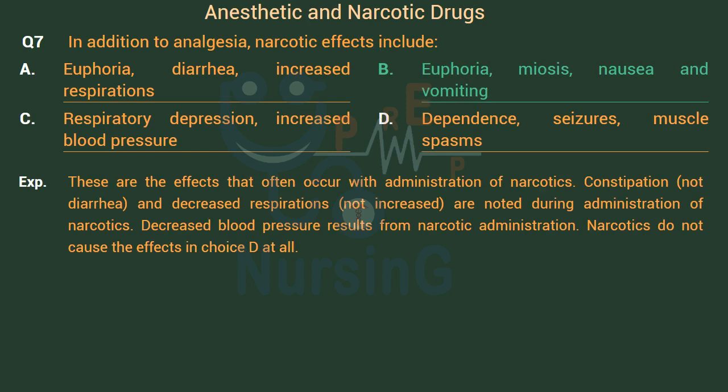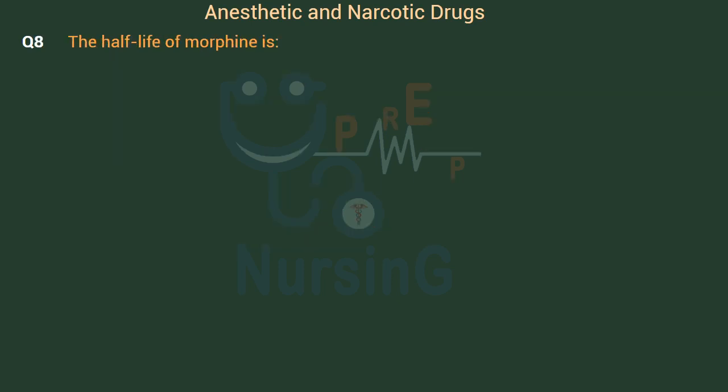These are the effects that often occur with administration of narcotics. Constipation, not diarrhea, and decreased respirations, not increased, are noted during administration of narcotics. Decreased blood pressure results from narcotic administration. Narcotics do not cause the effects in choice D at all.